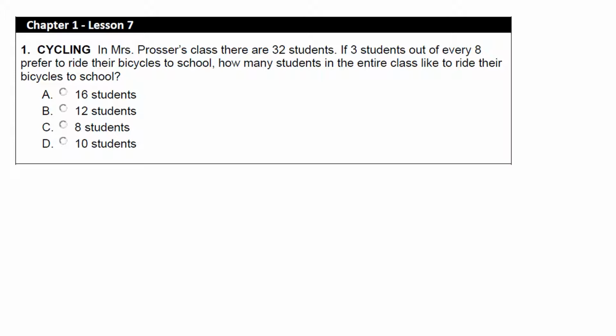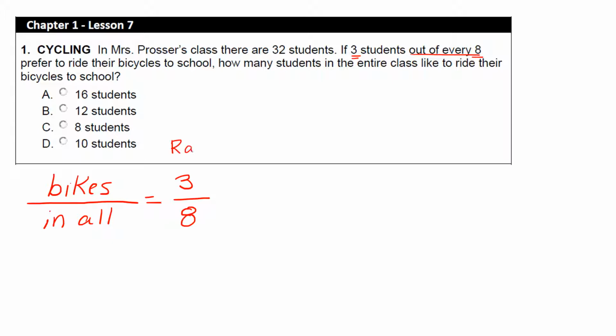Chapter 1, Lesson 7, Cycling. In Mrs. Prosser's class, there are 32 students. If 3 students out of every 8 prefer to ride their bicycles to school, how many students in the entire class like to ride their bicycles to school? So we have students who like to ride their bikes, and we're going to compare that to the number of students in all. So the rate we're given is 3 students out of every 8 students. So 3 students like to ride their bikes out of every 8 in all. So that's our rate that we've been given.